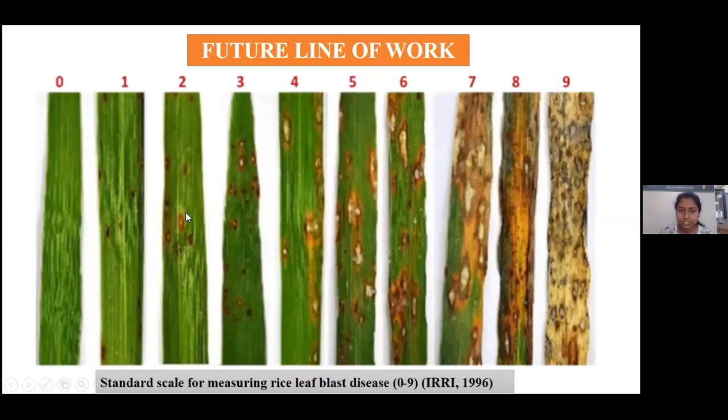The best plant, that is having the least scoring, having the maximum recovery of the female parent, and harboring the Pi9 and Pi54 genes, will ultimately be released for multi-location or station trial for the final release of a variety.